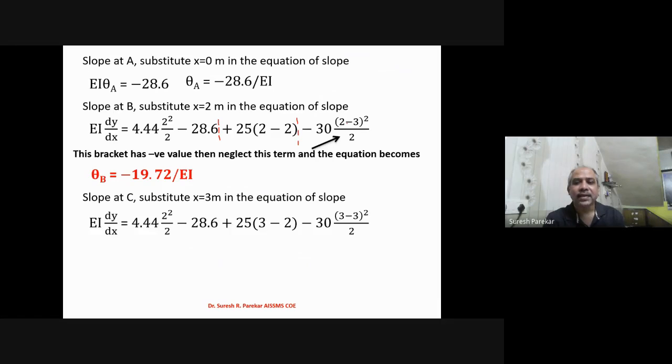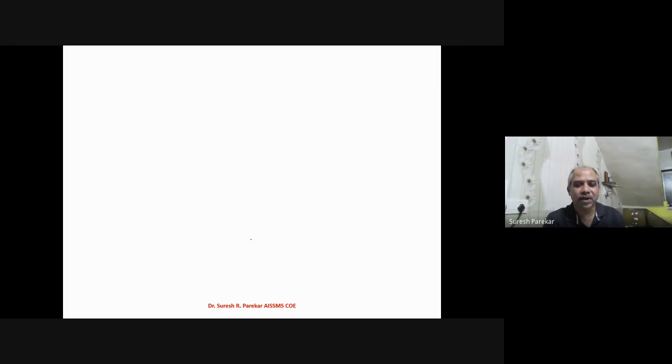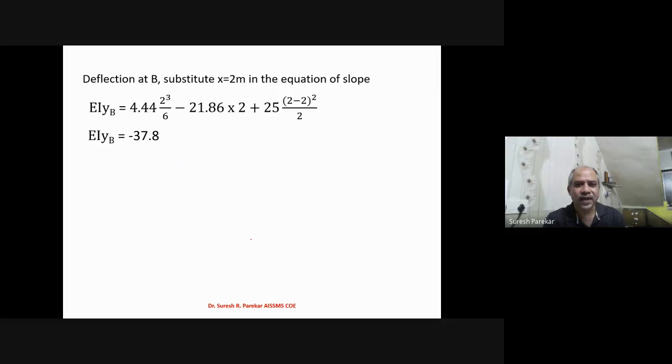At C, 3 minus 3 becomes 0, so we have only these terms, and we get the value 5.28 upon EI. Now this is plus, which means it goes anti-clockwise. So my slope is going to change from clockwise to anti-clockwise. Then at D we have 45.11 upon EI. Now deflection also you can find at any point. So this is calculated at B.